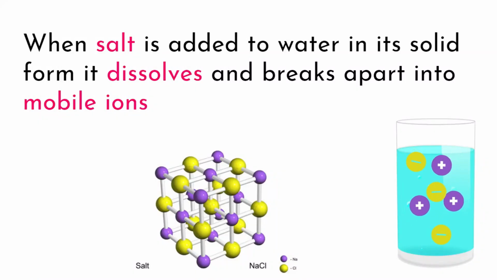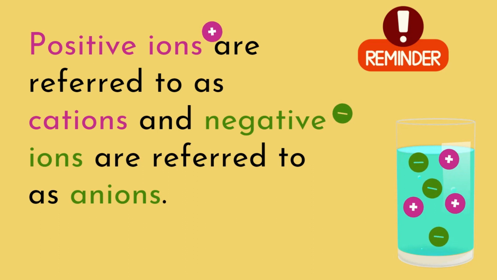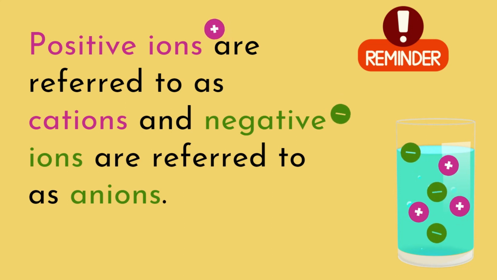When salt is added to water in its solid form, it dissolves and breaks apart into mobile ions. For instance, if sodium chloride is added to water, it would break apart into sodium ions and chloride ions. Positive ions are referred to as cations, and the negative ions are referred to as anions. Let's remember this.